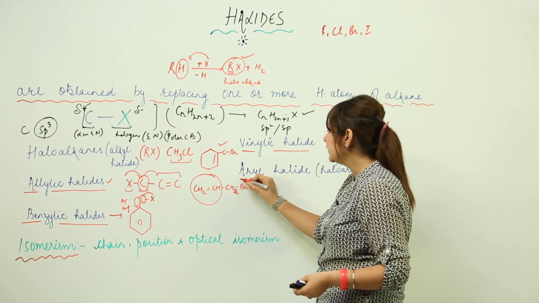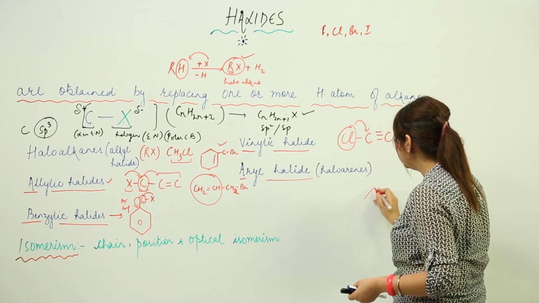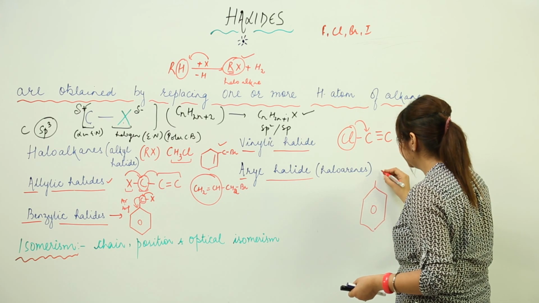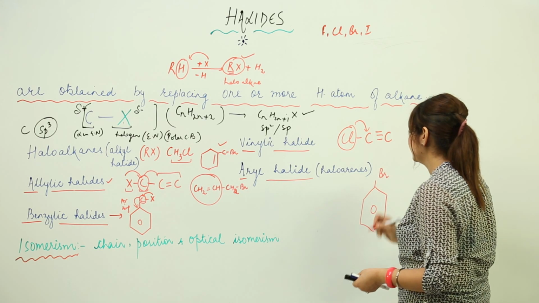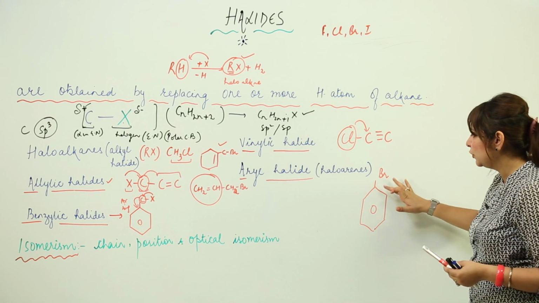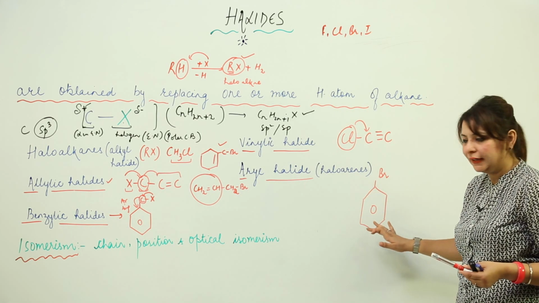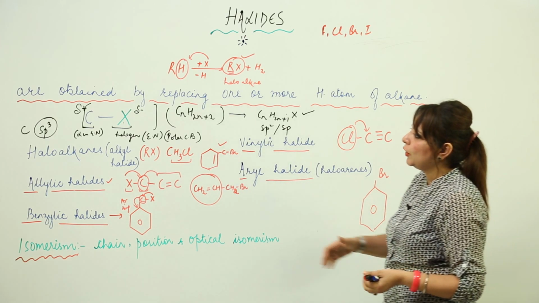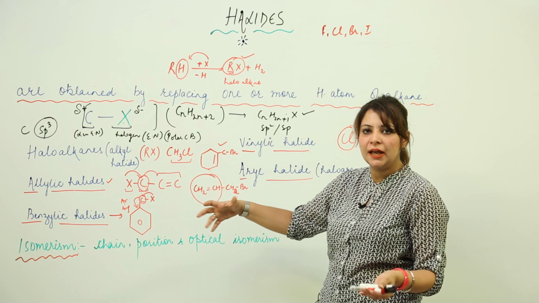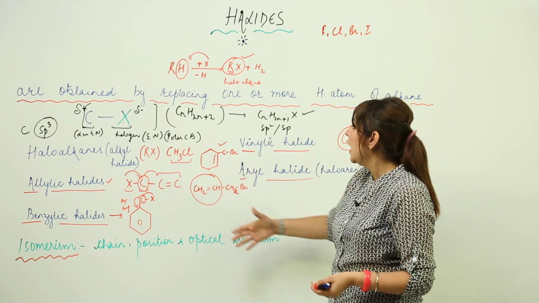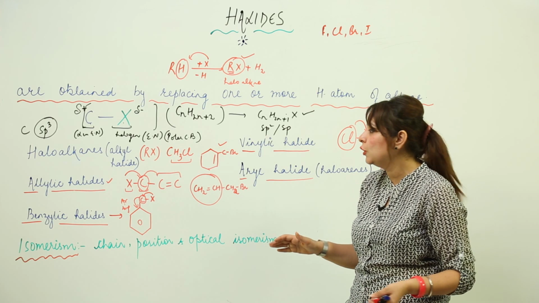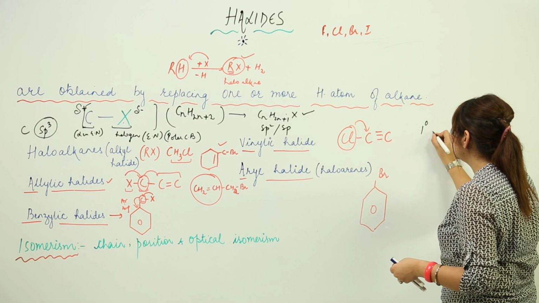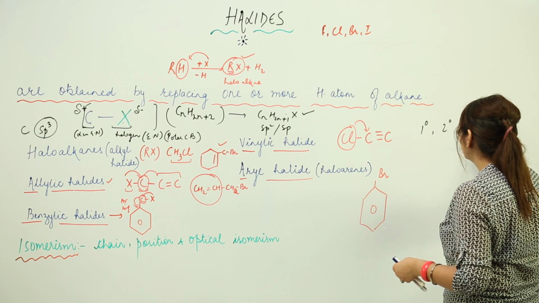Now aryl halide is that in which the halogen is directly attached to a benzene ring. When the halogen is directly attached to the carbon which is a part of an aromatic ring, then it is called an aryl halide. Now as you all know, we have sp3 hybridized carbon halides, and sp2 and sp hybridized also. So now we can classify these as 1 degree, primary, secondary, tertiary, quaternary.